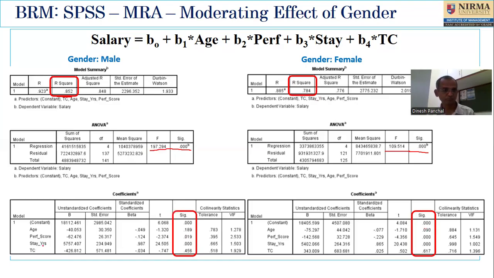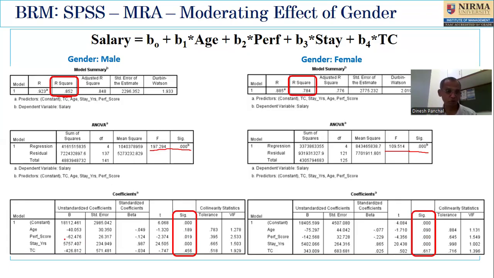Next one. Is the performance score significant? Yes. Is it significant here? Yes. If both are not significant, we stop there for that variable. If both are significant, we go to the next step. Performance score is significant in case of male, and it is significant in case of female also.